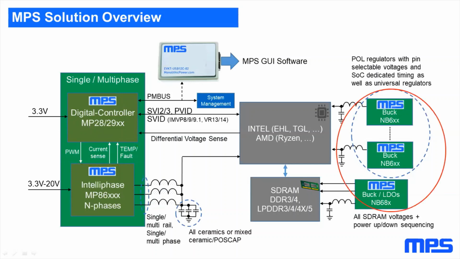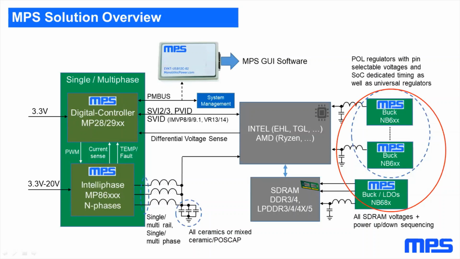For the other system rails, we have dedicated point-of-load converters. All of them are synchronous buck converters with integrated FETs. Some have pin-selectable standard output voltages, and these regulators are targeted for dedicated SoCs and fulfill the corresponding timing requirements, for example when changing the power state. Other POLs are universal parts with resistor-selectable output voltage.